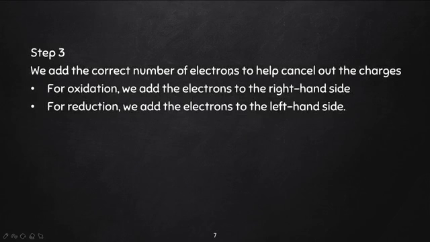We add the correct number of electrons to cancel out the charges. There's a trick I've found: for oxidation we add electrons to the right hand side, and for reduction we add electrons to the left hand side. This always works, it's just a rule guiding it. But if you forget the rule, you can still decode it just by looking at it. So for oxidation, electrons go on the right; for reduction, electrons go on the left.